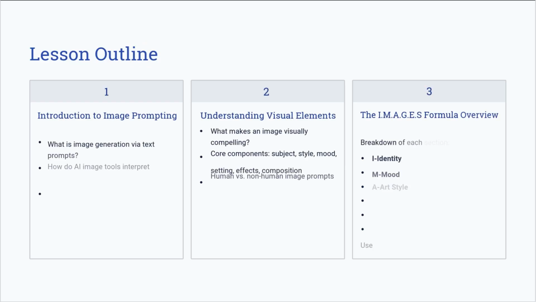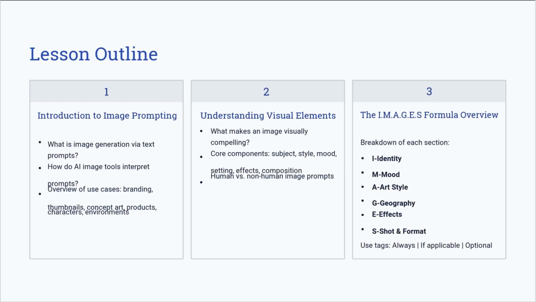Alright, before we jump in, here's a quick look at what we're going to cover in this lesson. First, we'll start with the basics: what image generation through text prompts really is, and how these AI tools actually interpret what you type. Next, we'll break down the visual elements that make an image stand out, things like the subject, mood, style, background, and all the little details that make it pop.